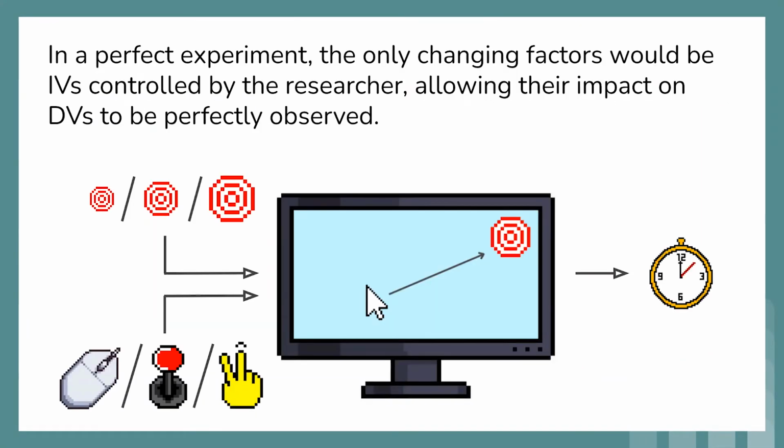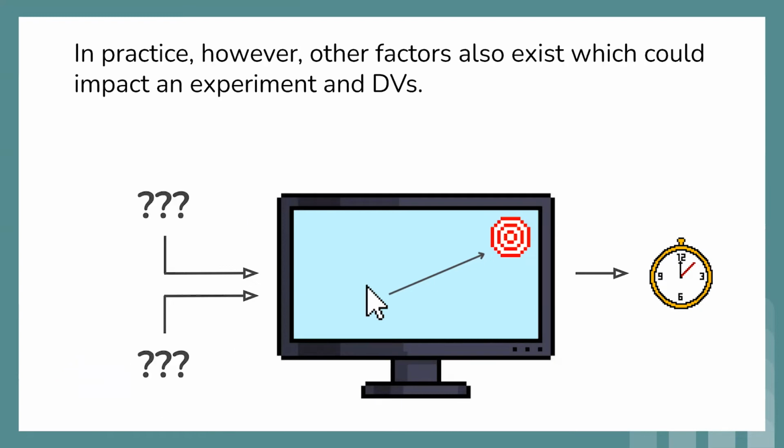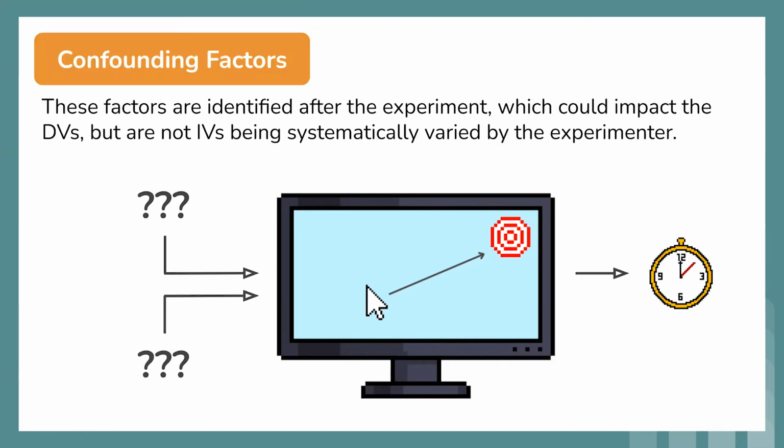In a perfect experiment, the only changing factors would be the independent variables controlled by the researcher, allowing their impact on the dependent variables to be perfectly observed. We can see how the dependent variable changes depending on how the independent variable changes. In practice, however, other factors also exist which could impact an experiment and dependent variables.